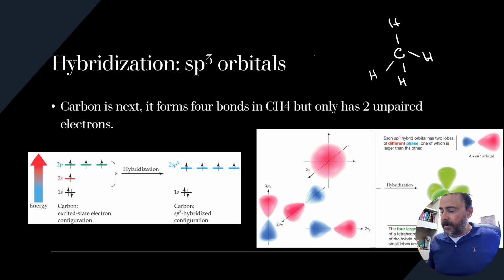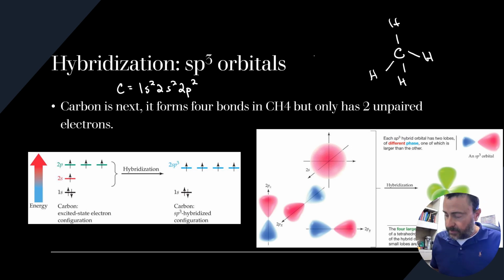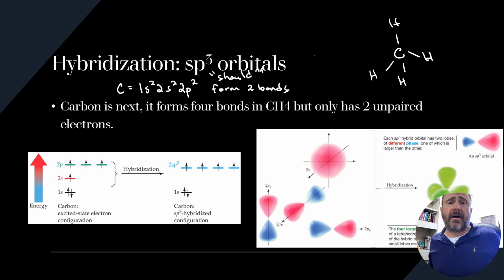Methane there. Again, carbon is 1s2, 2s2, 2p2. It really should only form two bonds. And yet, carbons love to form four bonds. And that's because of this hybridization.